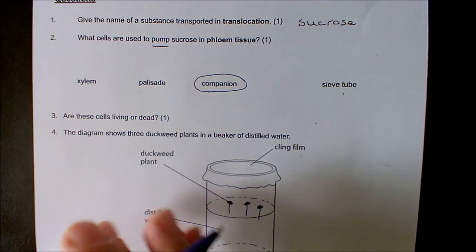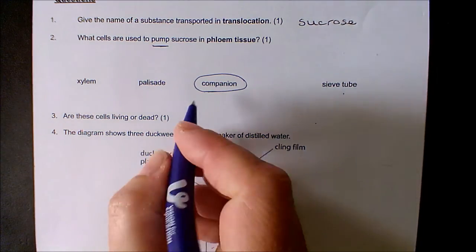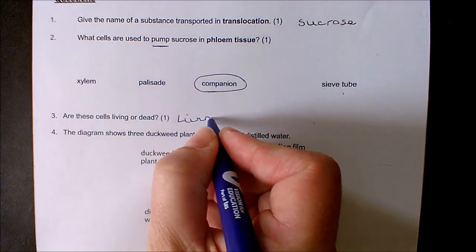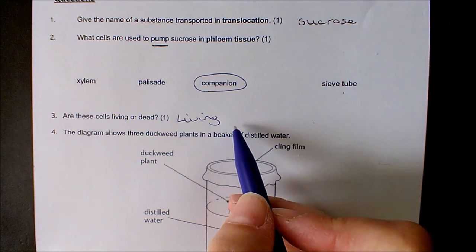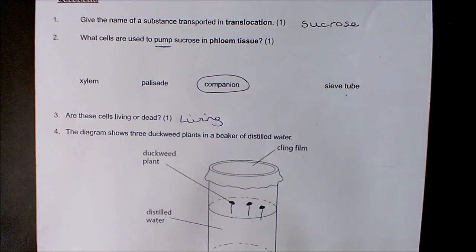So are these cells living or dead? So they're talking about the companion cells, so they are living. But even if they were talking about the sieve tube elements, remember they are also living. They just don't have a nucleus.